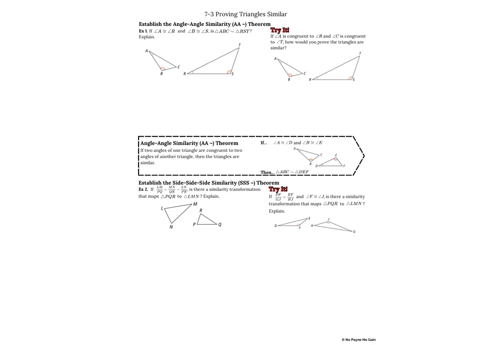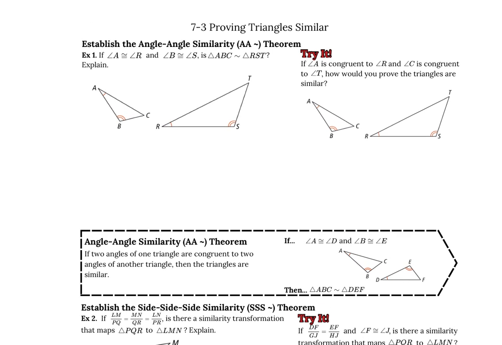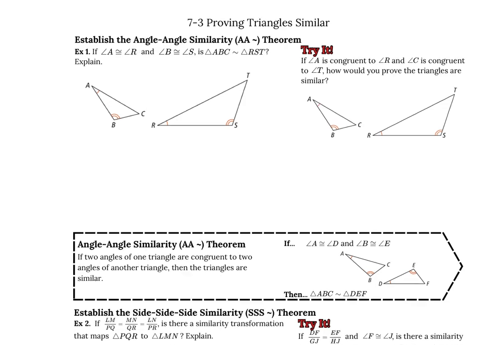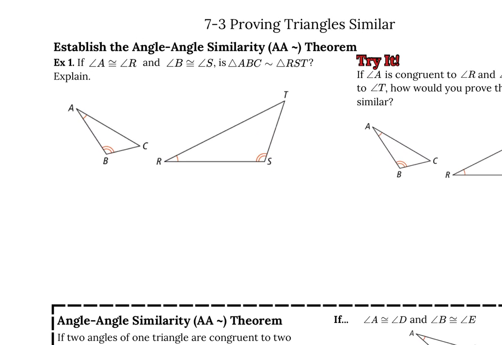7.3, proving triangles similar. Okay, so they're telling us that angle A is congruent to angle R, angle B is congruent to angle S, and we need to see if triangle ABC is similar to triangle RST. Okay, so we want to find our scale factor.